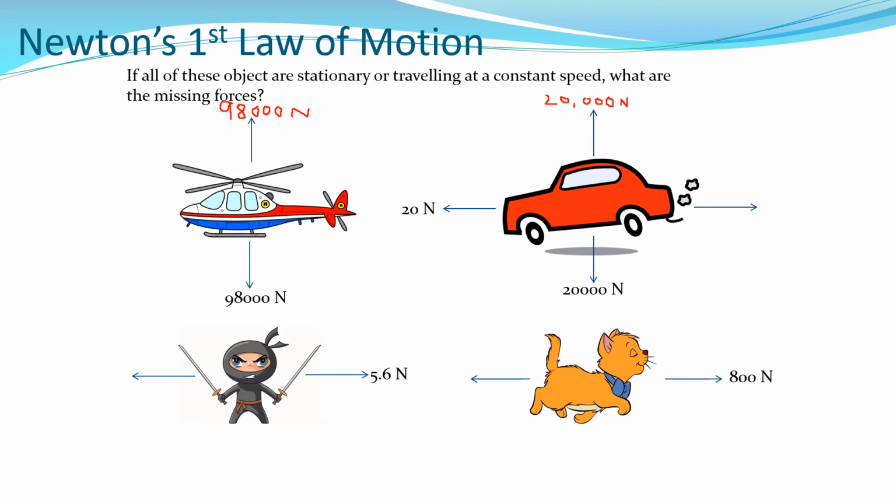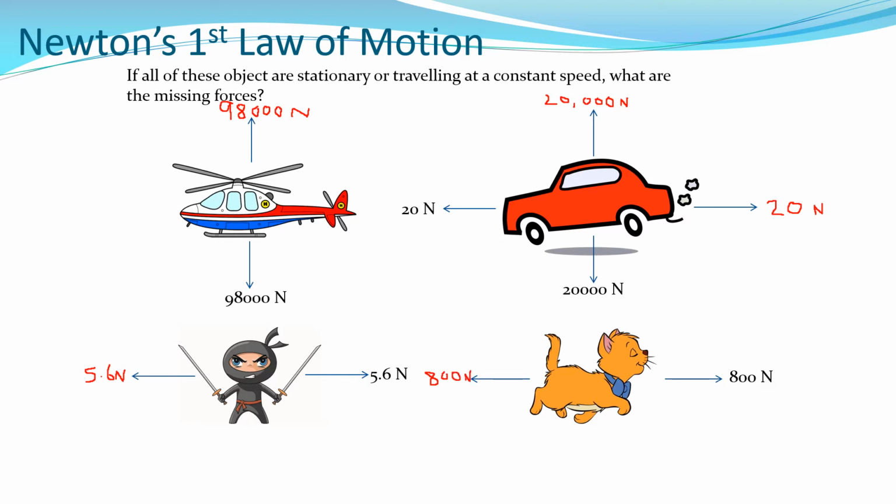It's got 20 newtons going forwards, so if it's going at a constant speed, the forces need to be balanced. So it must also have 20 newtons going backwards. This little ninja down here, it's got 5.6 to one side. If it's at rest, it also has to have 5.6 to this side. And then the wee cat here, if it's got 800 newtons going to the right, it would also have to have 800 going to the left.